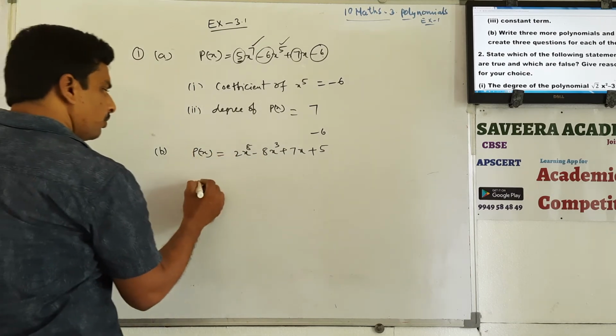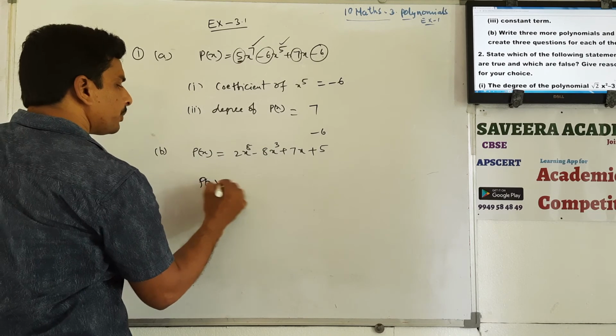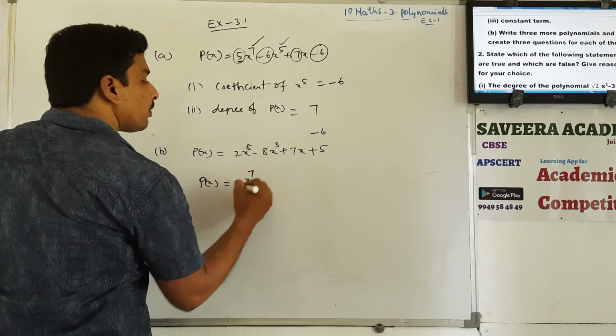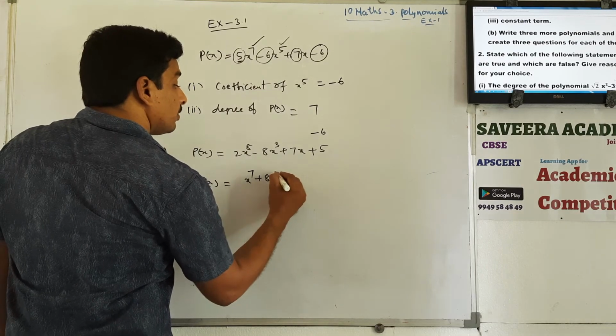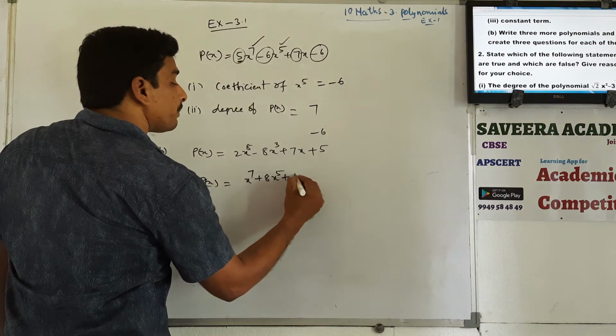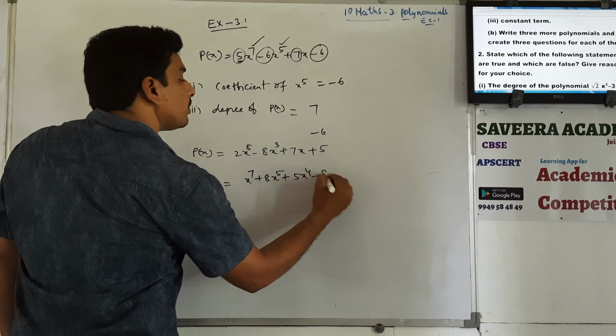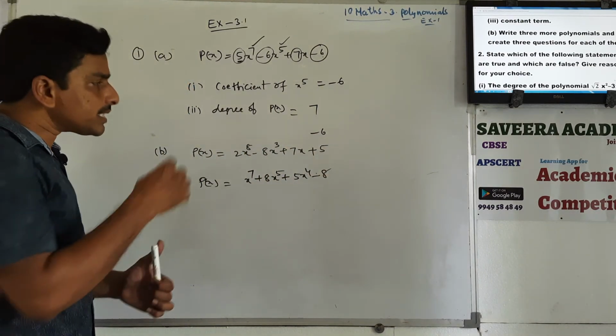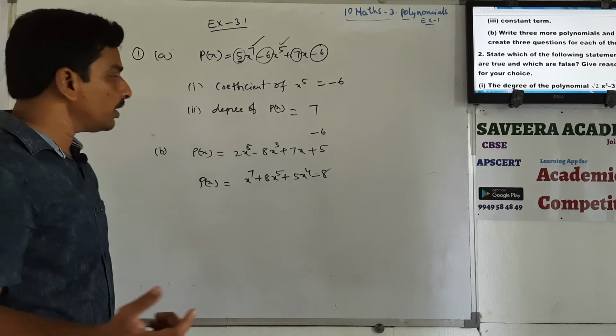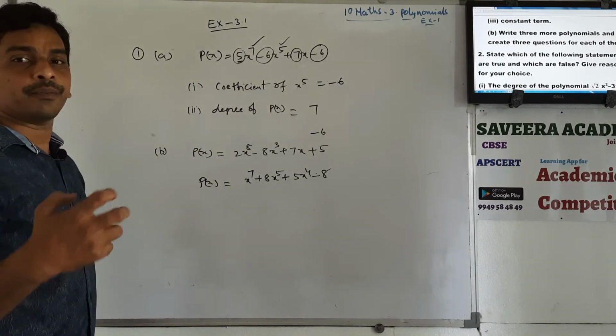Next, suppose some more. p of x is equal to x power of 7 plus 8x power of 5 plus 5x power of 4 minus 8. Like that, here also we can raise 3 questions. In the same way, you can create one more polynomial and you can create 3 questions.